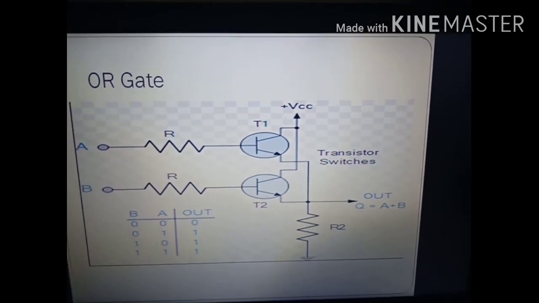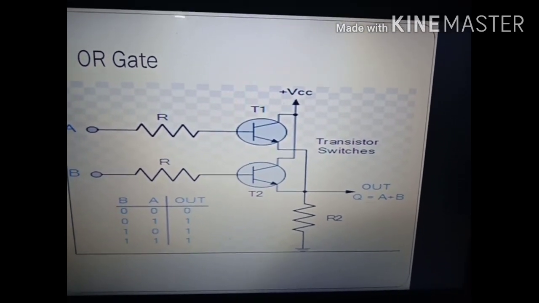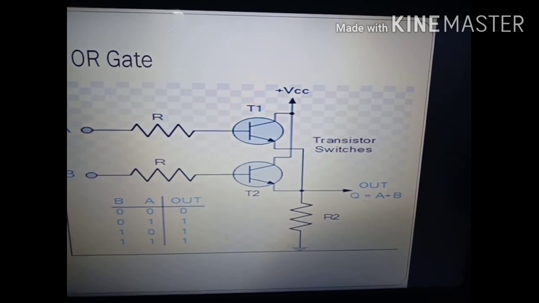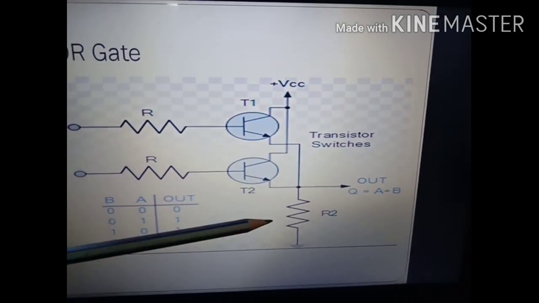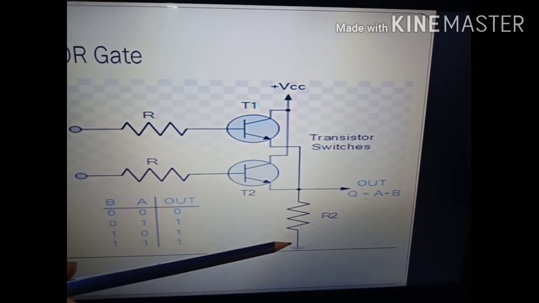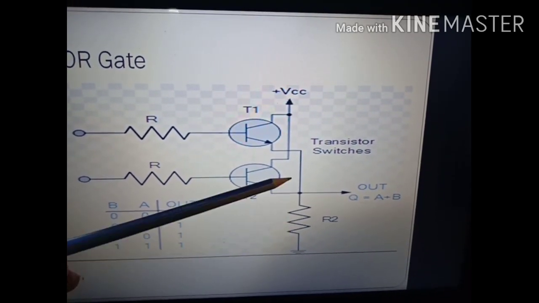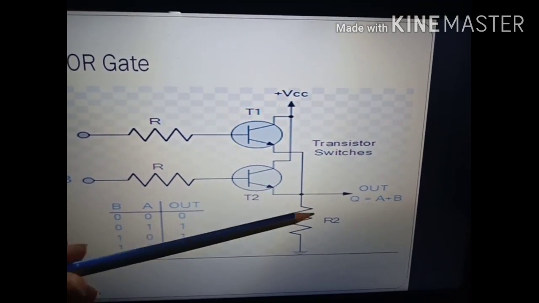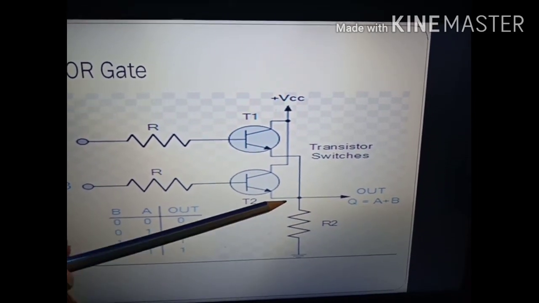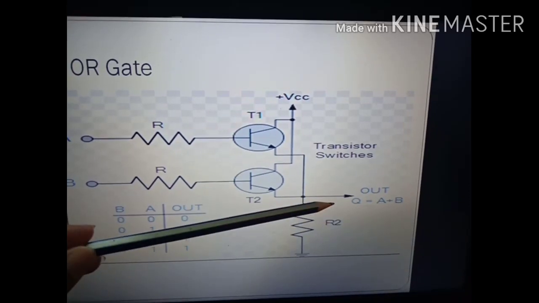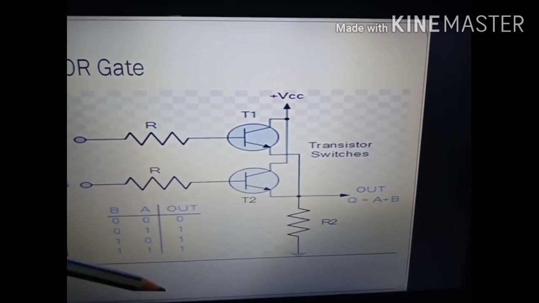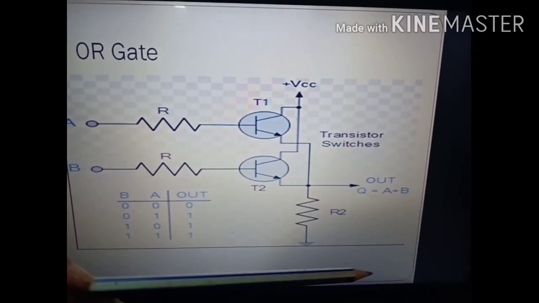From Ohm's law we know that V equals IR. So I equals 0, that means V equals 0. In this case, the voltage difference between the ground point and this point will be 0, the same. So the voltage of this point will reflect here in the output. So in this case, the output will be 0.